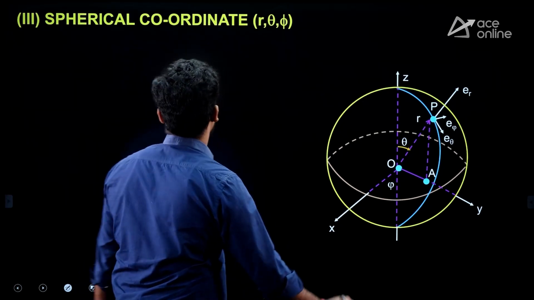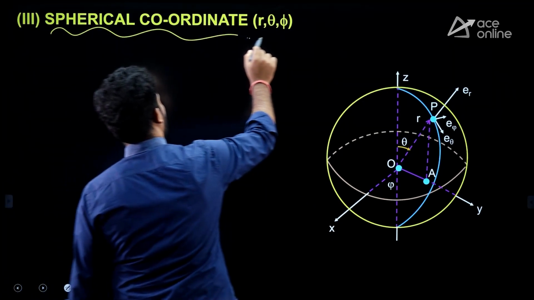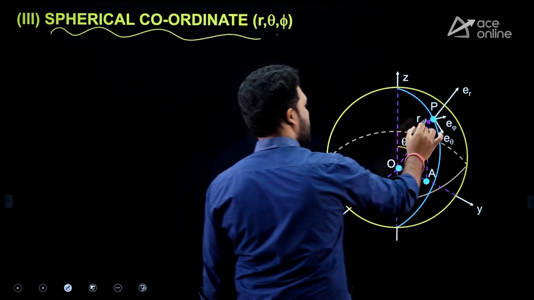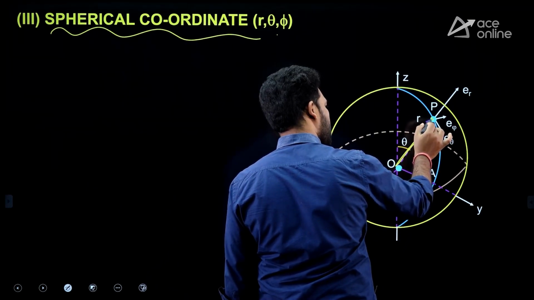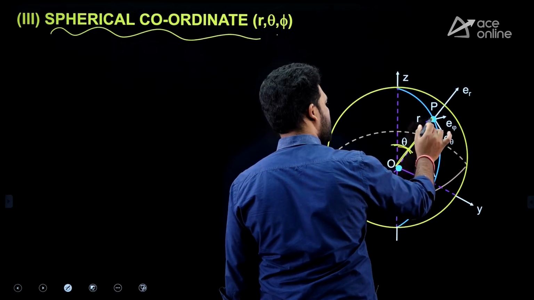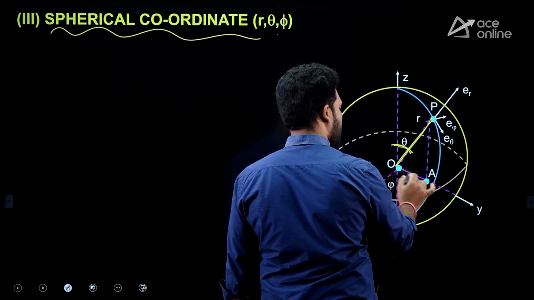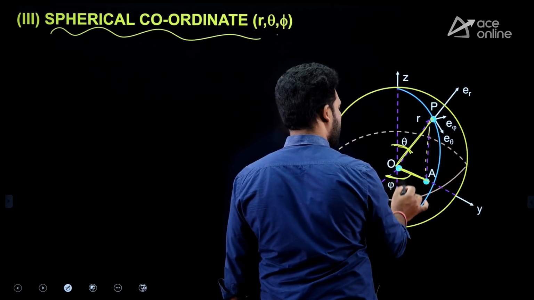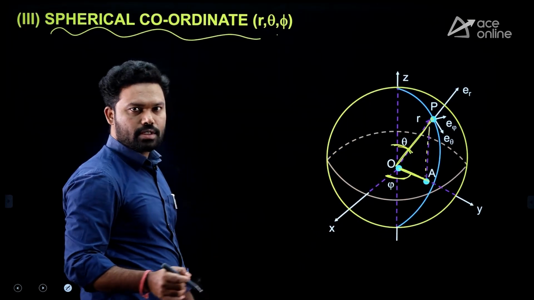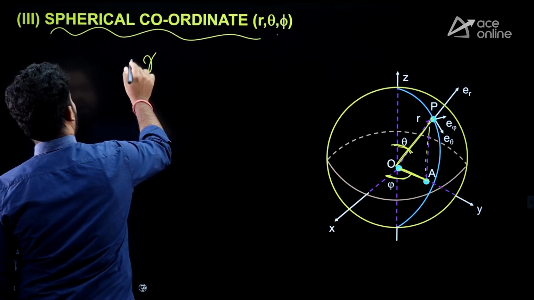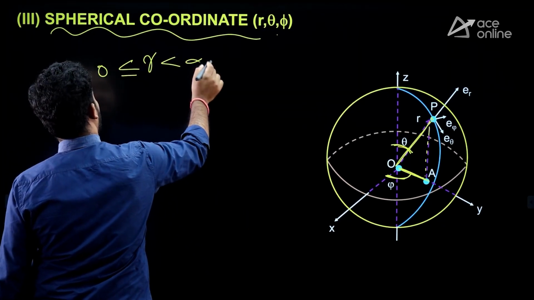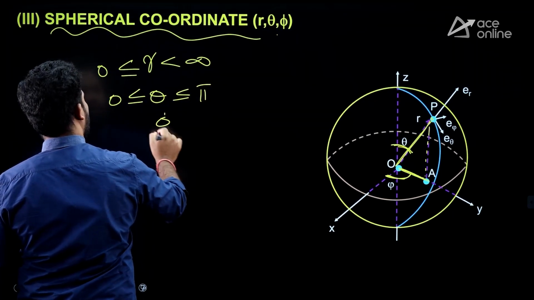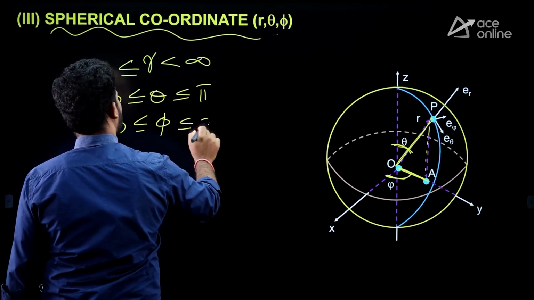Next one is the spherical coordinate system. Here, if I want to locate some particular point P, I need three coordinates. What is r? R is the radius of the sphere. Theta is the angle made with respect to the z axis. If I drop this onto the xy plane, whatever angle it is making here is phi. R, theta and phi. Here r is a radius starting from 0 to infinity, theta is from 0 to pi and phi is from 0 to 2 pi.